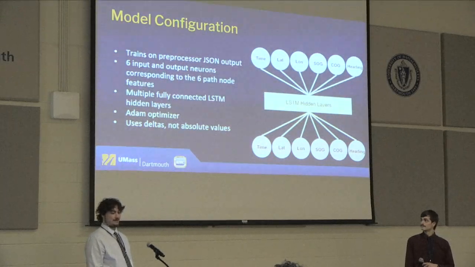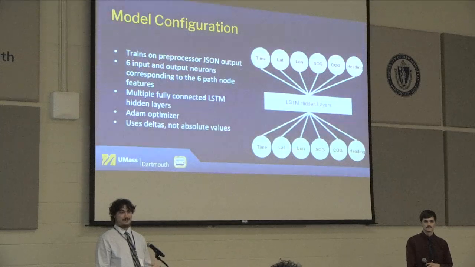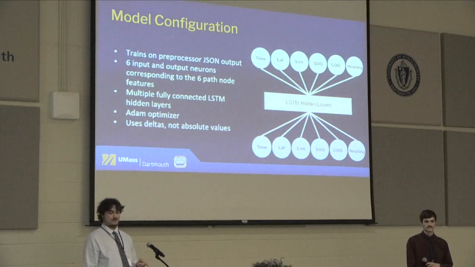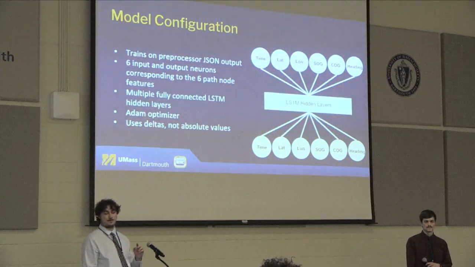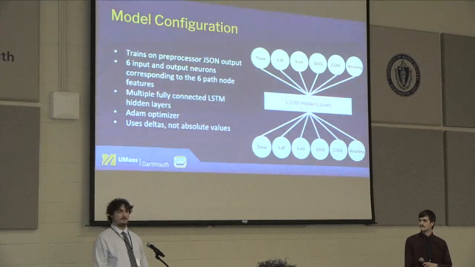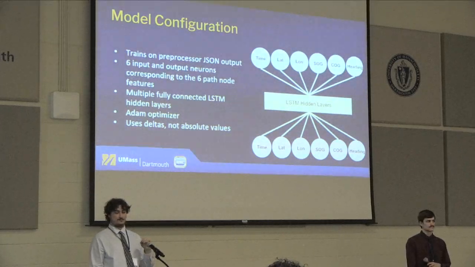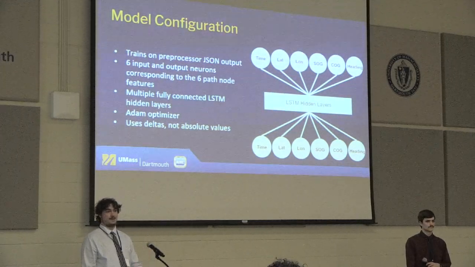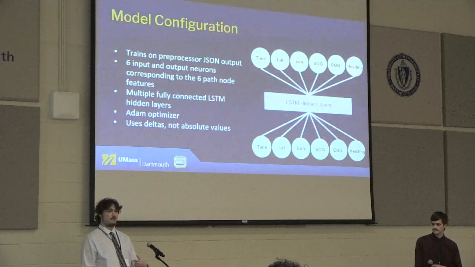As for the model's configuration, it's set up as follows. We have a 6-dimensional input and output vector with several LSTM hidden layers sandwiched in the middle. The 6 input and output neurons correspond to the 6 different path features that are recorded in each of our nodes: the timestamp, the latitude, the longitude, the speed over ground, the course over ground, and the heading. All of this information runs through the hidden layers, and out the other end comes the network's prediction for the next position along the path.